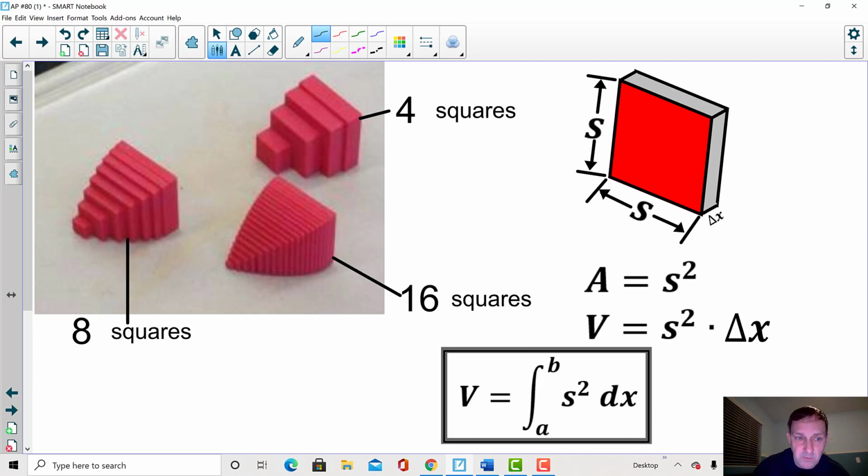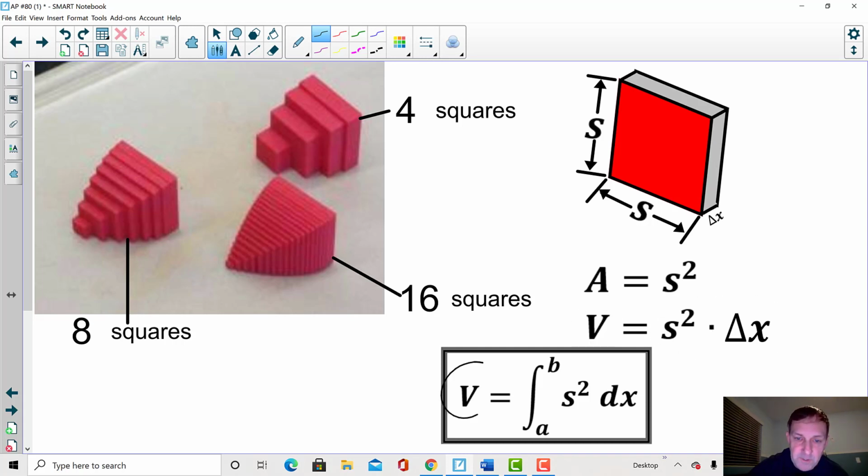If we were going to do an integral to find the volume, we know that the area of one square is just going to be the side times the side. So we'll just say s squared. But then the volume, you see there's a little bit of a width here. We're calling that change in x. So if you multiply by that width, you actually get a volume. Of course, this is just the volume of one piece.